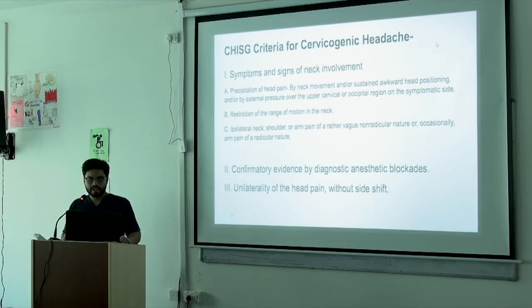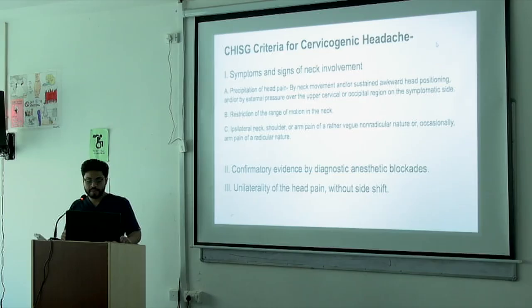To diagnose, we have the Cervicogenic Headache International Study Group criteria. The first criterion is symptoms and signs of neck involvement: precipitation of headache by neck movement and/or sustained awkward head position, and/or by external pressure over the upper 3 cervical region or occipital region on the symptomatic side. The second criterion is the restriction of range of movement of the neck.